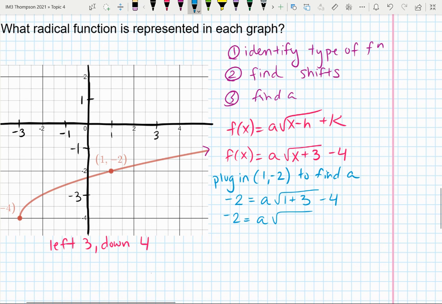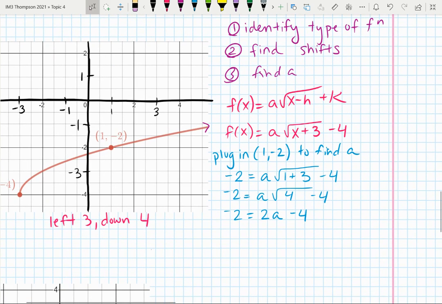Order of operations says I've got to do what's in parentheses first. The square root acts as parentheses. I take the square root of 4. The square root of 4 is 2, and I just wrote it in front. So I get a as 1.